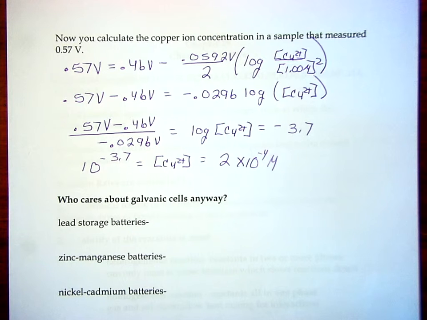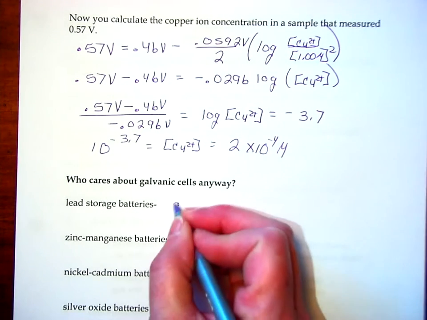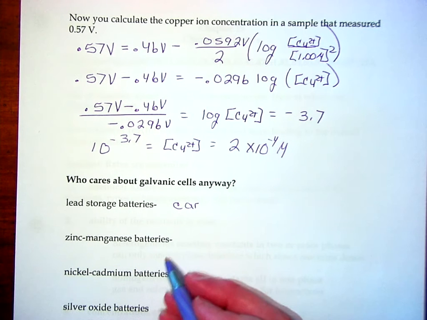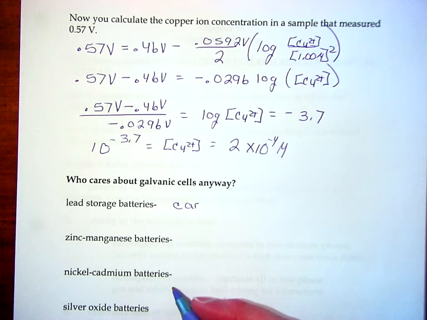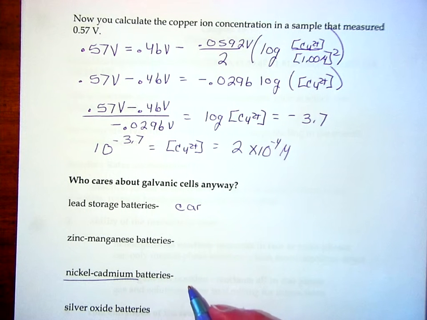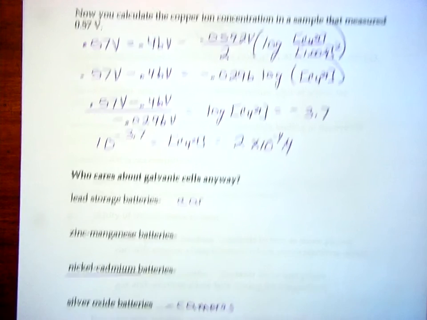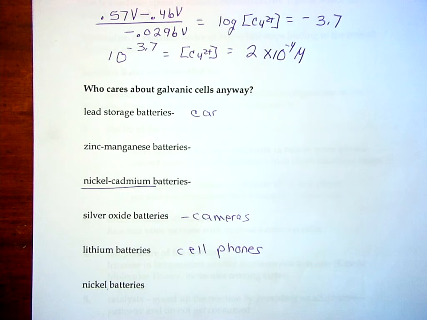So when we look at this, we've done a lot of calculating with galvanic cells, and we think, why are these important to us? It's because galvanic cells in our everyday life make batteries. We know lead storage batteries. These are used in our cars, our car batteries. Zinc, manganese, and nickel cadmium batteries are used for a lot of applications. You know nickel cadmium because you hear of NiCad batteries. Silver oxide batteries, these are in cameras commonly. Lithium batteries are in your computers and cell phones. And we also have nickel batteries. So we use batteries in our everyday life, and that's why this is so valuable.